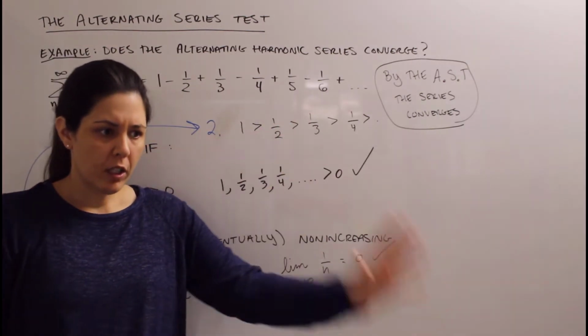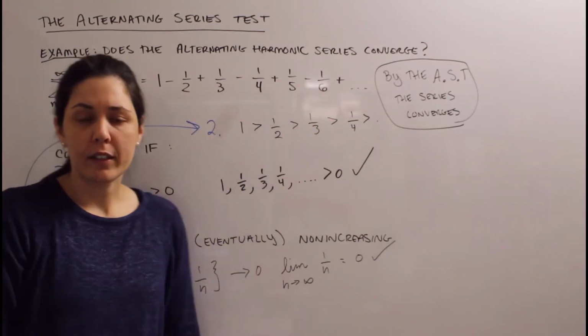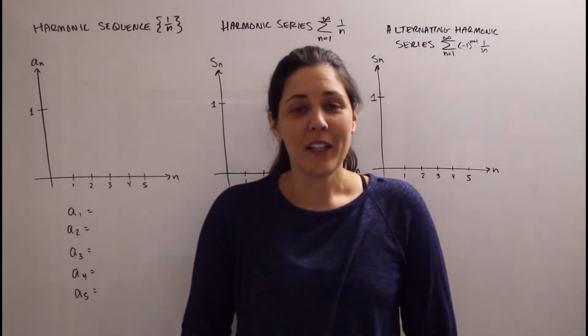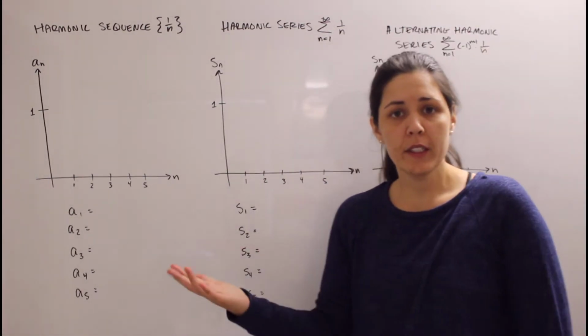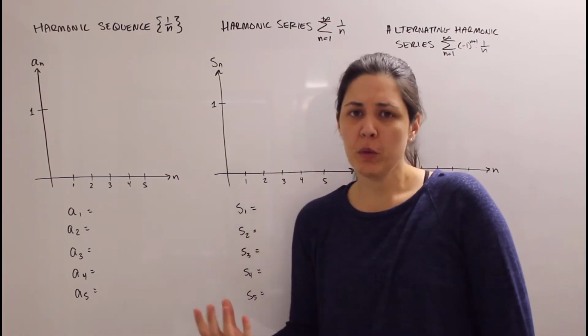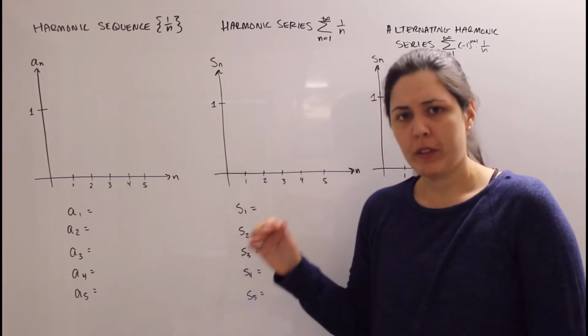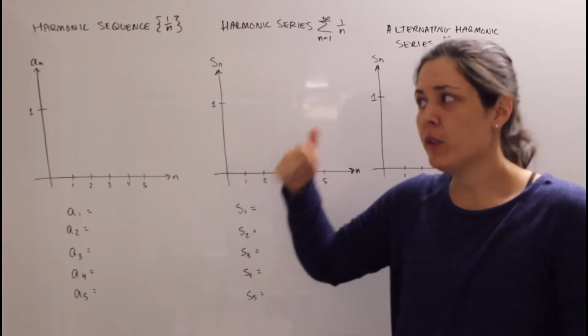So let me just kind of wrap up this sequence and the corresponding series. I want to show you a little bit about the harmonic sequence and series, just so you can get a feel for it, especially if you are more of a visual person, what's happening with the three different ones we've seen with the 1 over n involved, the sequence and series.